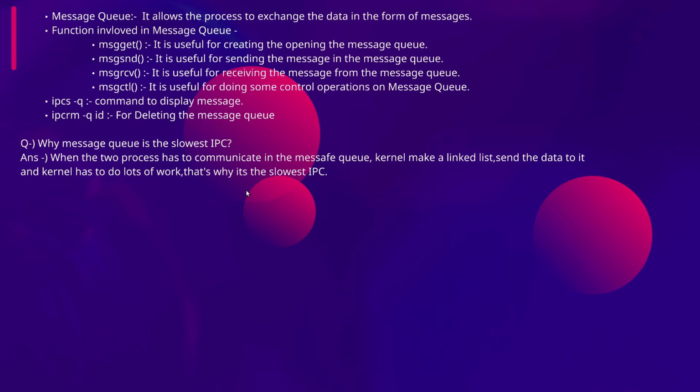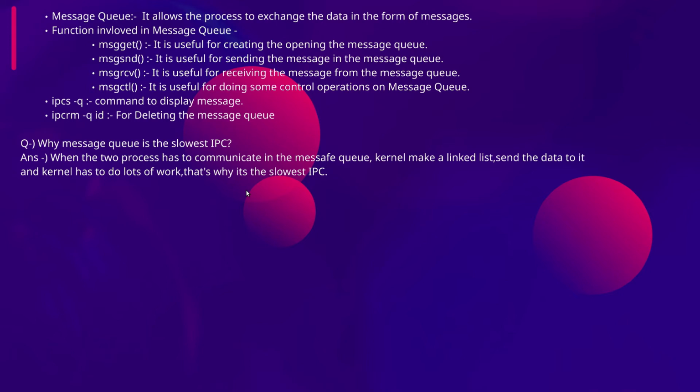msgctl is useful for doing control operations on message queues. It may sound confusing, so what is the meaning of control operations? Suppose there are so many message queues, and you want to perform a few operations on those message queues. How can you do that? This is the function call, msgctl.